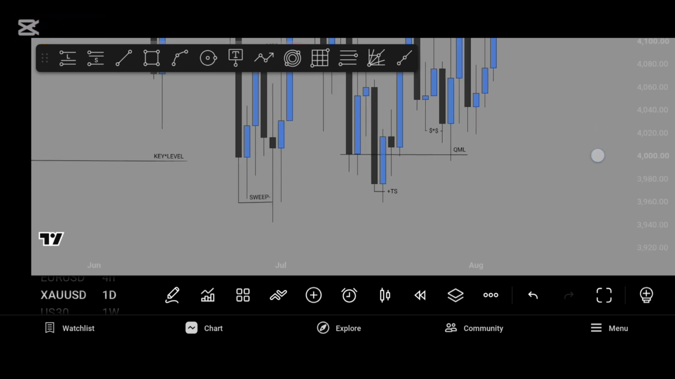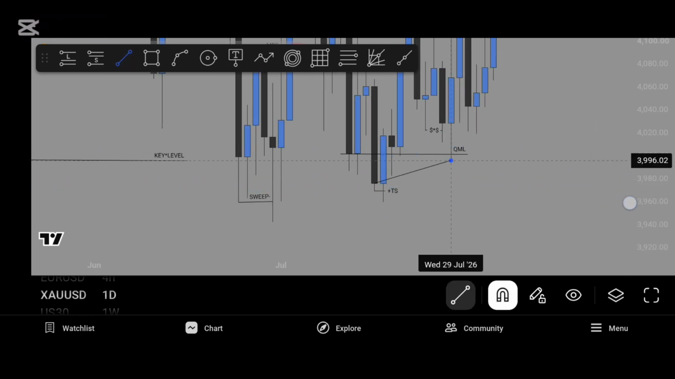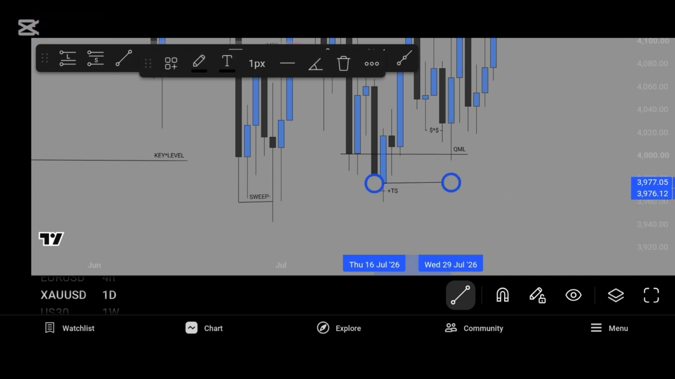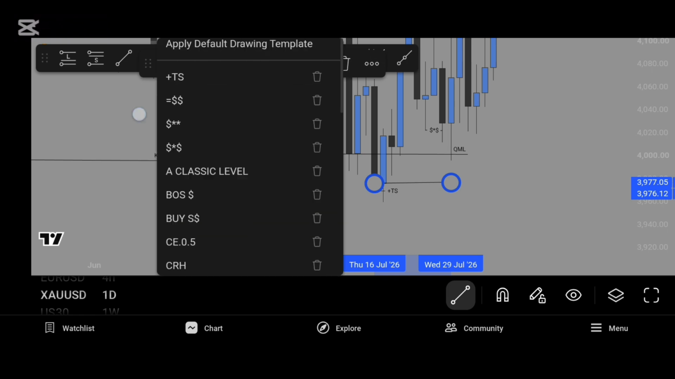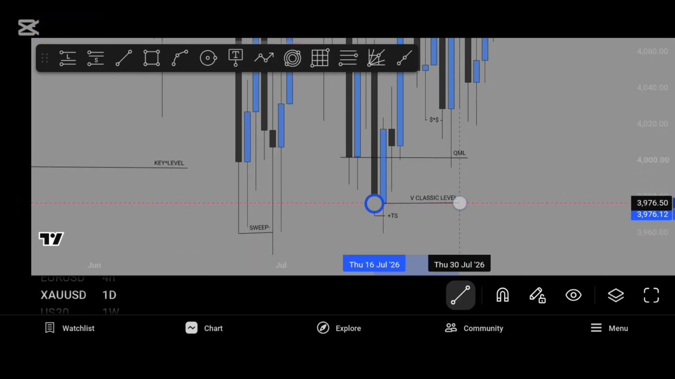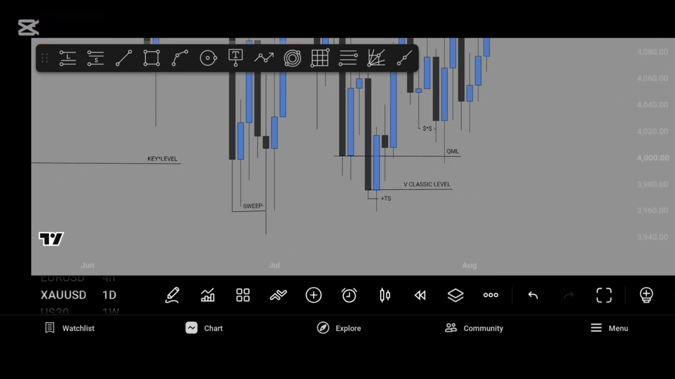Then you can also see a V classic level here. Oh, an apex. Yeah, you can also see an apex here, or a V classic level. Let's make it a V classic level. And this is the reason why I didn't take this trade over here on that QML. That is the reason why I didn't take that trade.